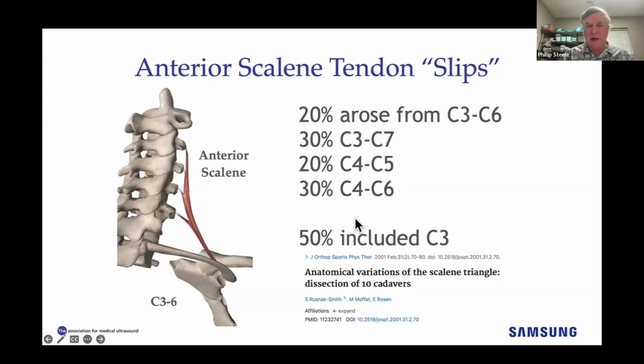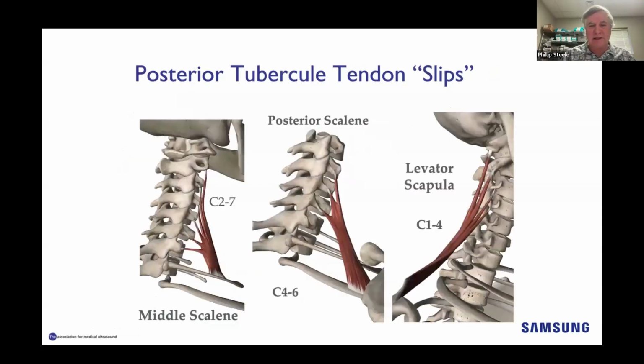30% had 3 through 7, and only 50% had a C3 attachment. So it can be quite variable. The more attachments you have, the bigger the muscle. In some individuals with a 3 through 7, you'll see quite a large anterior scalene. In others where you have just a 2 attachment, like a C4, C5, the muscle's quite petite and doesn't seem to entangle the nerves as much.